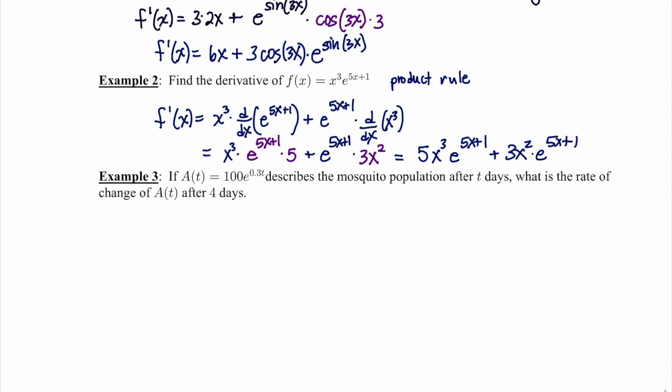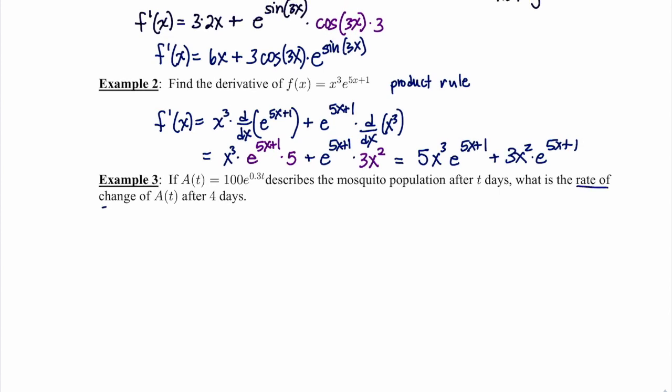All right, then example 3 gives us a function that's modeling a mosquito population after t days, and we're asked what is the rate of change of A of t after 4 days. As soon as we see rate of change of something, that means we want the derivative of that thing. So rate of change of A of t would be A prime of t, and we want to know specifically what's the rate of change when t is 4.